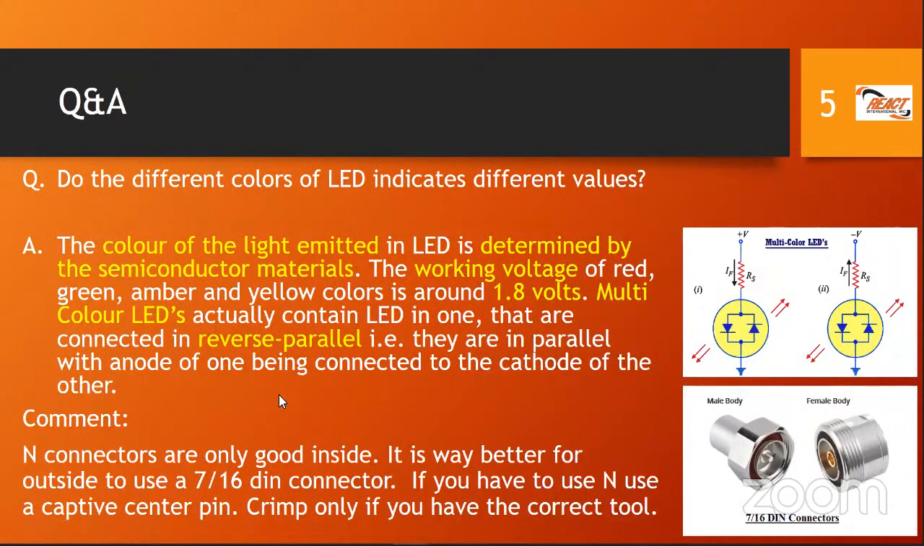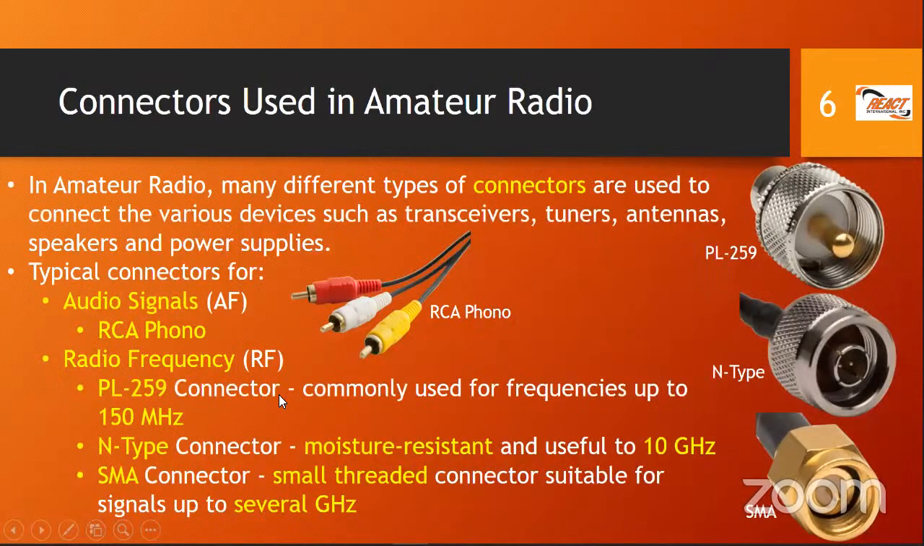All right, so we're moving right along. We just updated the last slide in the slide deck from last class to show what those connectors look like. So this is a duplicate of a previous slide with the connectors added. So for instance, when we said that for audio signals in amateur radio, the RCA phono jacks are popular, well, this is what the male RCA phono jack looks like.